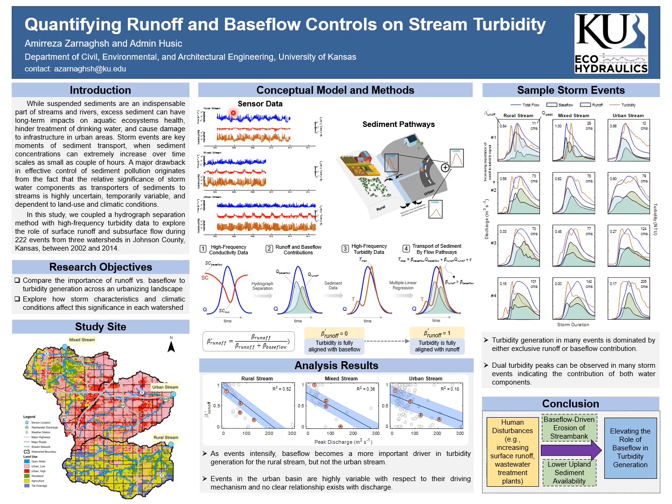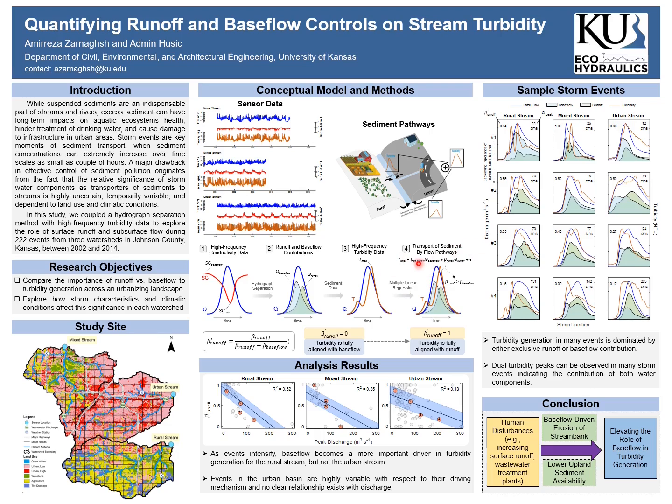In the first step, we obtained USGS high-frequency 15-minute discharge, specific conductance, and turbidity data from 2002 to 2014. And then we developed an automated algorithm to identify 222 storm events during this time period. In the third step, we used our discharge and specific conductance data to split our hydrograph into 2 components, the runoff component and the base flow component. And finally, we used a multiple linear regression method to understand if turbidity variations are more aligned with dynamics of runoff and base flow water components.